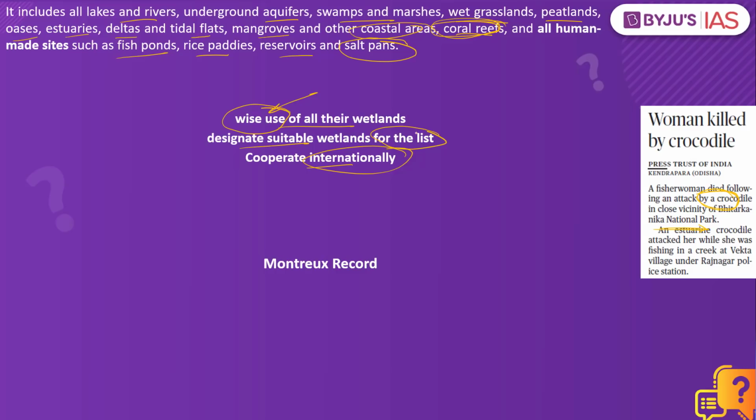Then we have what is called the Ramsar list. What is this Ramsar list? Let's say, for example, there is a particular aquatic ecosystem. Every country will have to designate one aquatic ecosystem. It can be the mangroves, it can be a national park, it can be anything else as per the defined criteria, and this will be part of the Ramsar list.